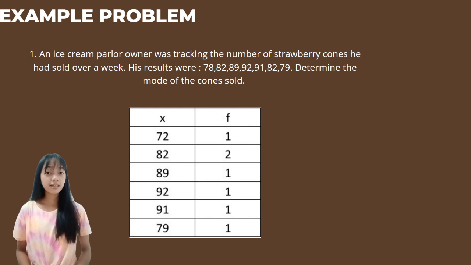So, the first thing you need to do is to make a table. It is shown in the table that the mode is 82 and it is bimodal.